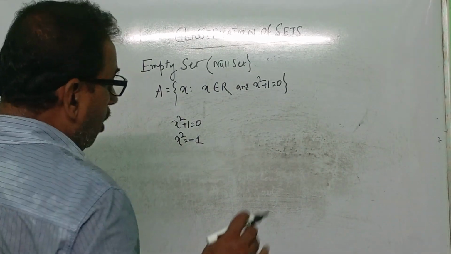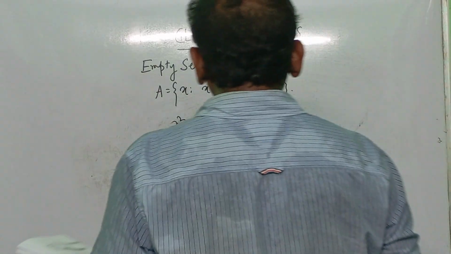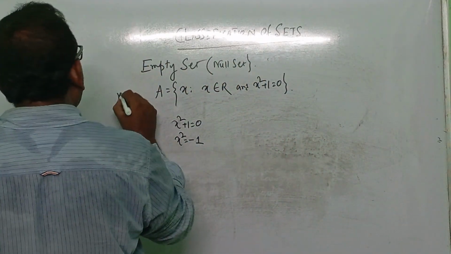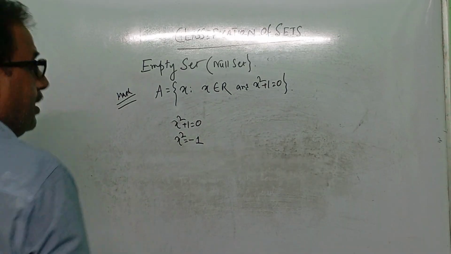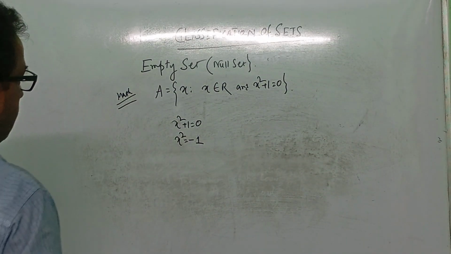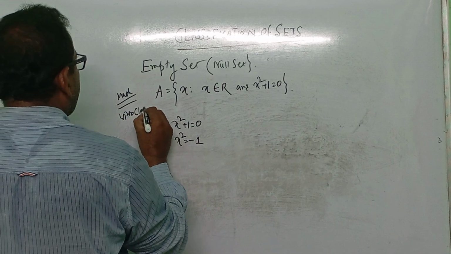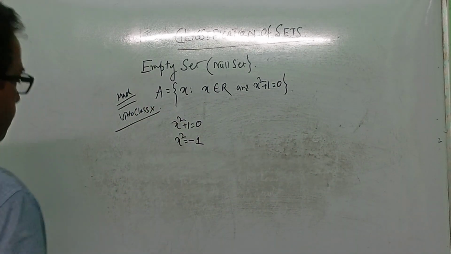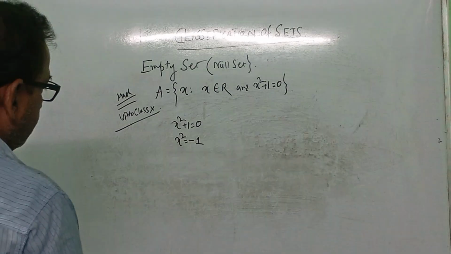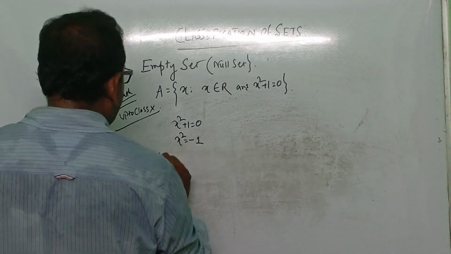Now, up to class 10, this math will not come. Up to class 10, this will not come. Now what sum have they given?